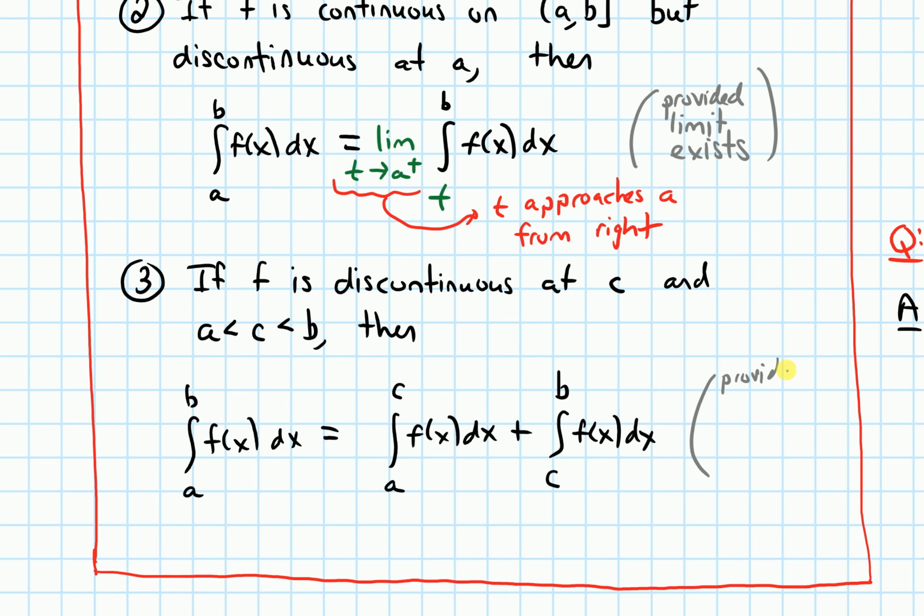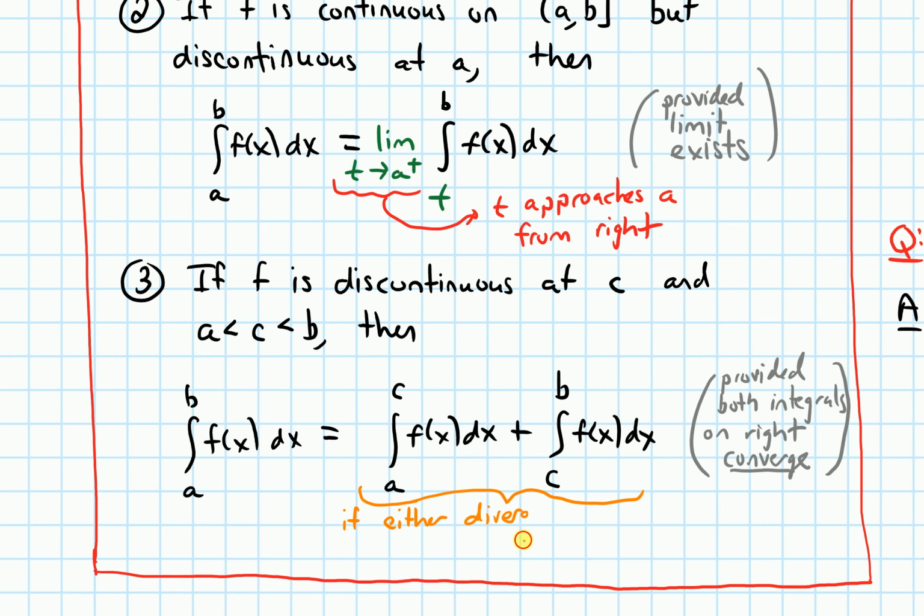provided, this time, we'll need both of the integrals on the right to converge. We need both of them to end up just being finite numbers. On the flip side, if either one of these integrals over here diverges, either one, or it could be both, then the integral on the left also diverges. So then we say that the integral on the left from a to b, f of x dx, diverges as well.